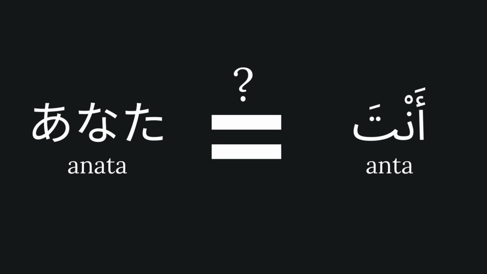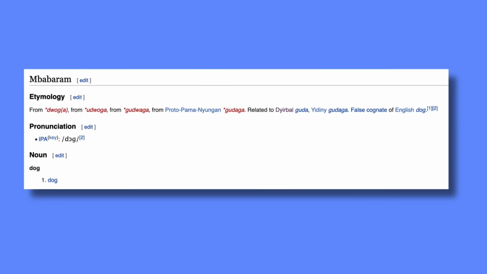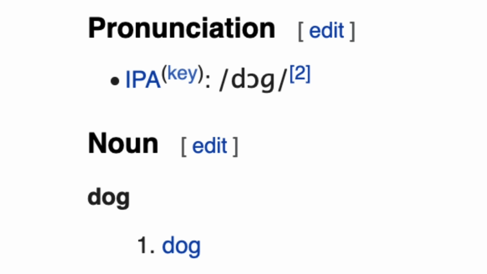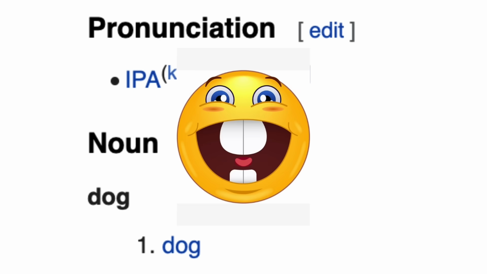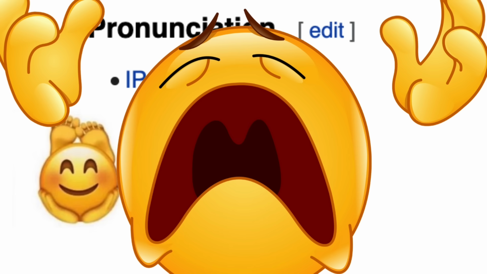A lot of us also know of that Australian language Mbabaram, where the word for dog is literally dog. We know this is a coincidence, but Jessam would probably start claiming that that language is therefore a dialect of English, and by extension a dialect of Arabic. But, we're not doing that.